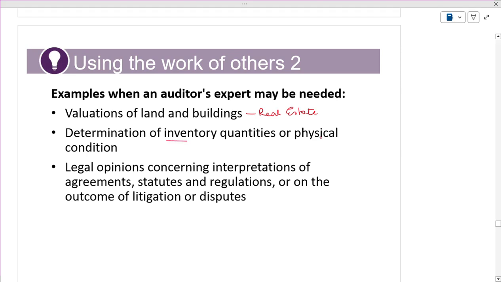Determination of inventory quantities. This is where audit experts may be needed, in terms of different items. Very simple: take any company, say oil companies, they have a lot of inventory. You need special valuation with respect to oil, with respect to gold, with respect to silver, with respect to natural resources.